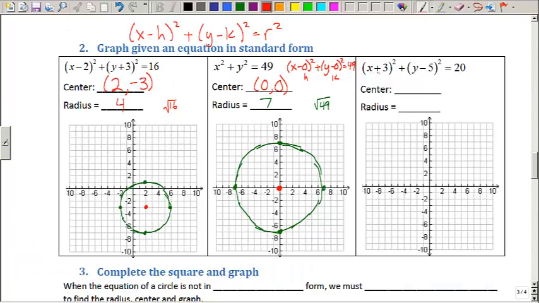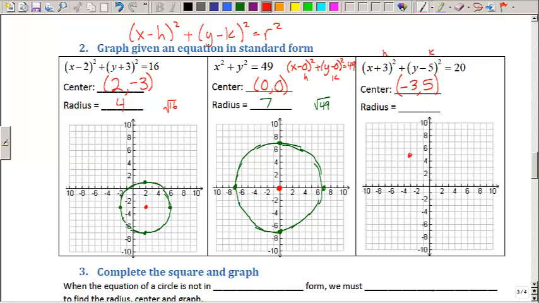On our last problem, we have x plus 3 quantity squared plus y minus 5 quantity squared equals 20. So my h and my k are found by taking the opposite of the value next to the x, which is negative 3, comma the opposite of the value next to the y, which in this case is positive 5. I can plot negative 3, 5.